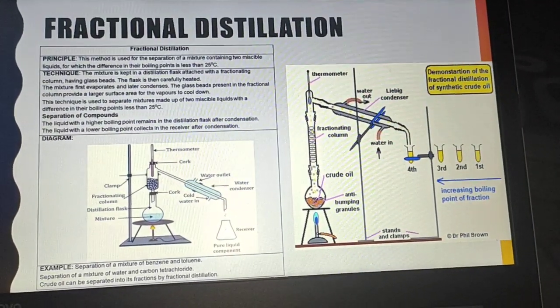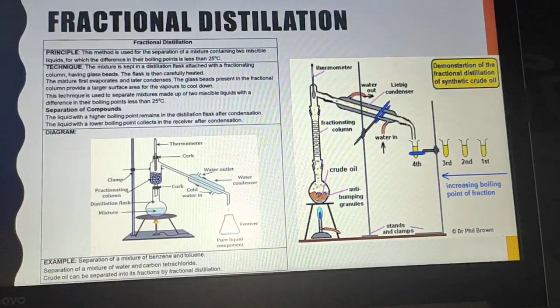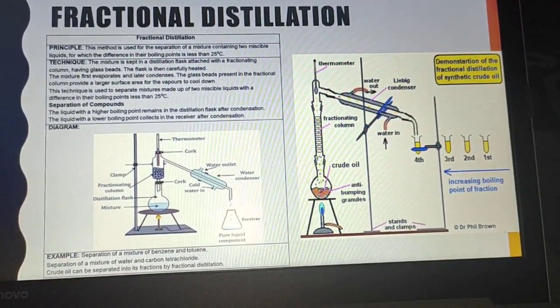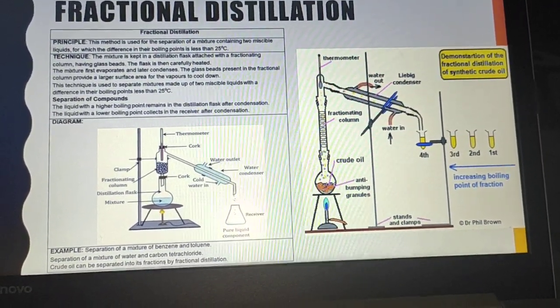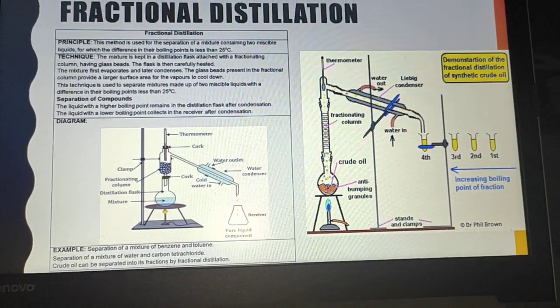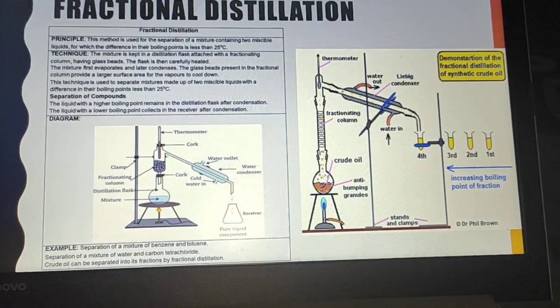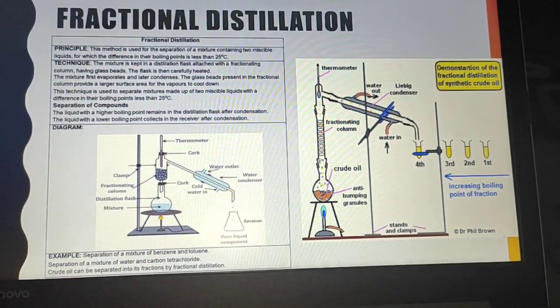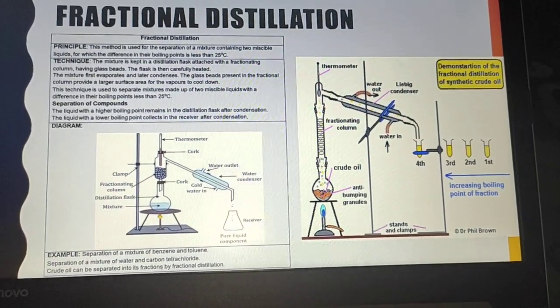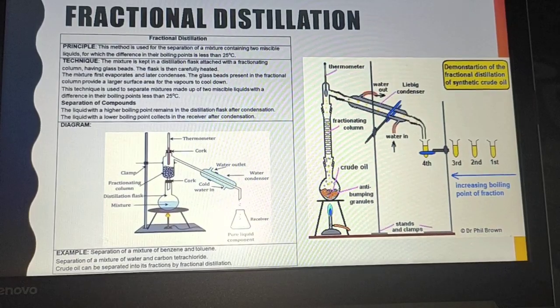Next is the fractional distillation process. The principle: this method is used for the separation of a mixture containing two miscible liquids. Again, we are dealing with two miscible liquids, but here there is a difference in their boiling points of less than 25 degrees Celsius. So the main aspect of this fractional distillation process is that the difference in the boiling points is less than 25 degrees Celsius.